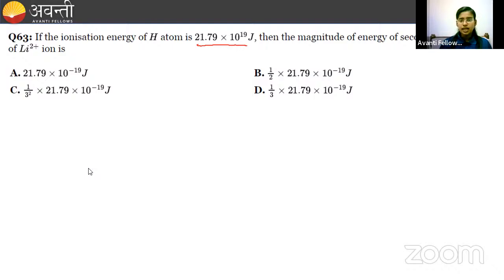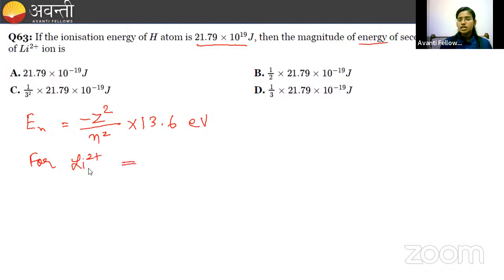First of all, let me take the calculation of energy for any nth orbit, and it is calculated using minus Z square by n square into 13.6 electron volts. This is how we have to calculate the energy for any type of ion. Now for lithium 2 plus ion, we are asked to find out, what is the value of Z? Z is the atomic number. The atomic number of lithium is 3.